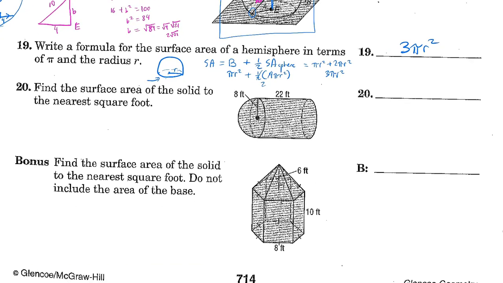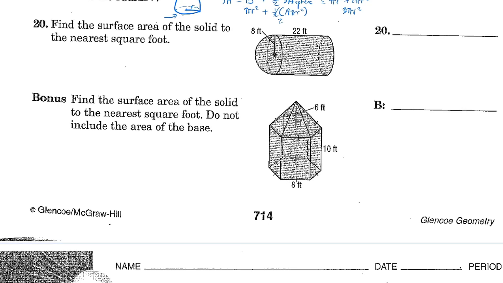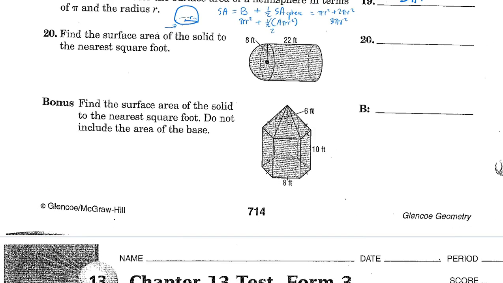All right, next one. Find the surface area of the solid to the nearest foot. Okay. Now in this case, we're going to add it up in pieces. I'm going to say the total surface area is 1/2 the surface area of a sphere, no base added, plus the lateral area of a cylinder, and then plus the base, right? Only one base, because the other base on this side is covered up. Okay, so now we've added up. There's 3 separate pieces here.